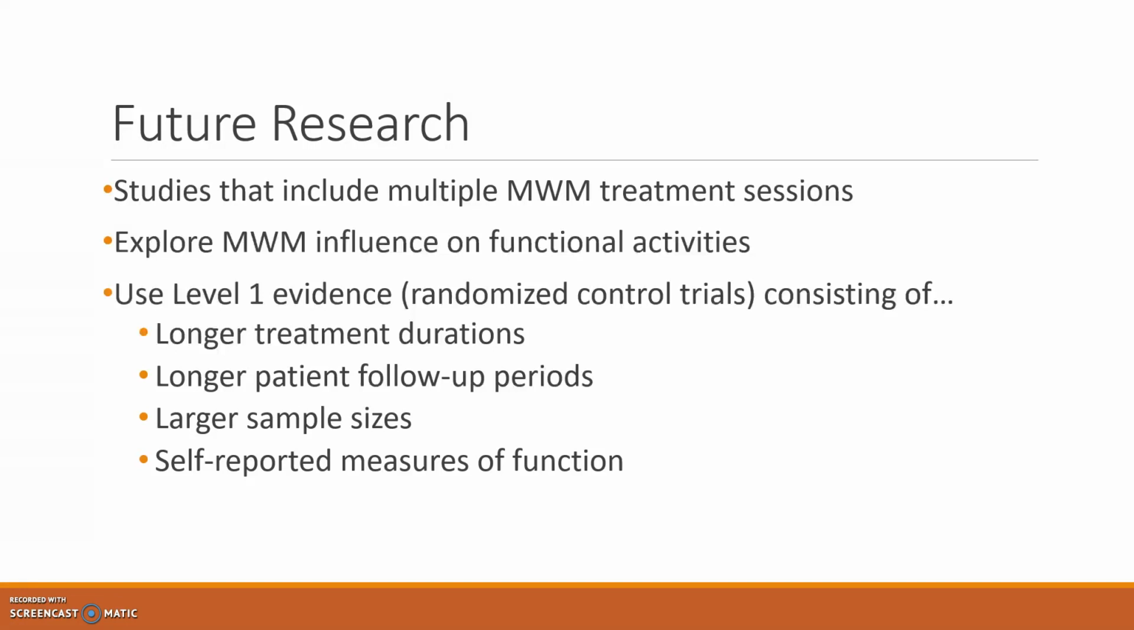Research should also explore the influence of this treatment on patient functioning during gait, postural control, and other movement tasks. Also, current studies are only of level 2 evidence, meaning that they are designed cohort studies or case control studies. However, to really investigate the effect of using the Mulligan concept as a treatment, randomized control trials should be performed consisting of longer treatment durations, longer patient follow-up periods, larger sample sizes, and self-reported measures of function.